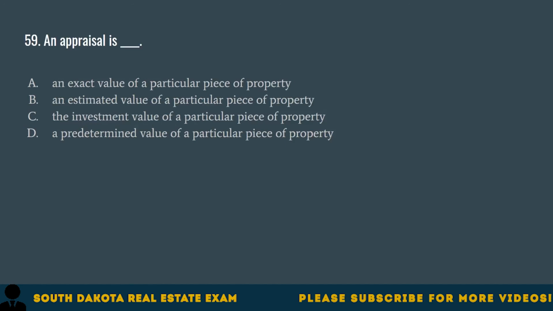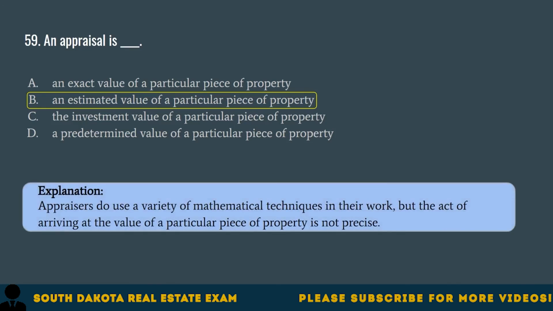Question 59. An appraisal is A. An exact value of a particular piece of property. B. An estimated value of a particular piece of property. C. The investment value of a particular piece of property. D. A predetermined value of a particular piece of property. The correct answer is B. An estimated value of a particular piece of property. Appraisers do use a variety of mathematical techniques in their work, but the act of arriving at the value of a particular piece of property is not precise.